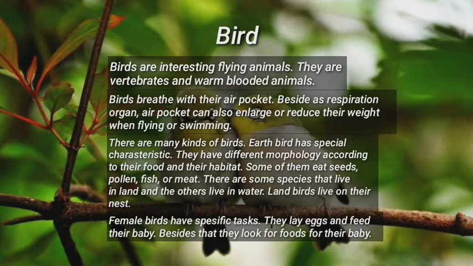Each bird has special characteristics. They have different morphology according to their food and their habitat. Some of them eat seeds, pollen, fish, or meat. There are some species that live on land and the others live in water. Land birds live in their nest. Female birds have specific tasks. They lay eggs and feed their babies. Besides that, they look for food for their babies.